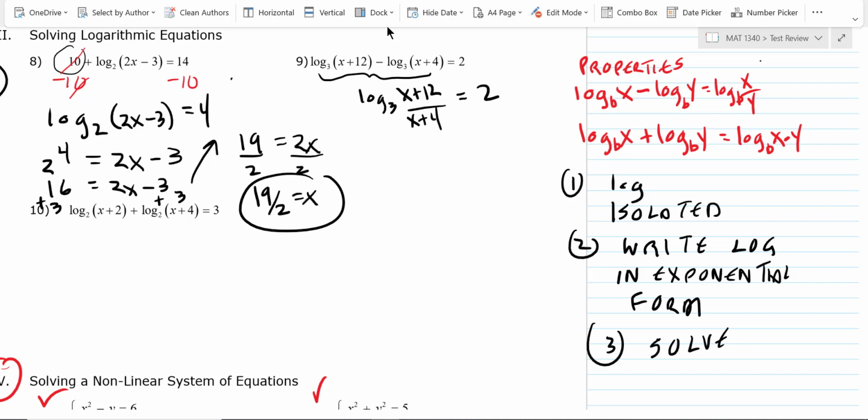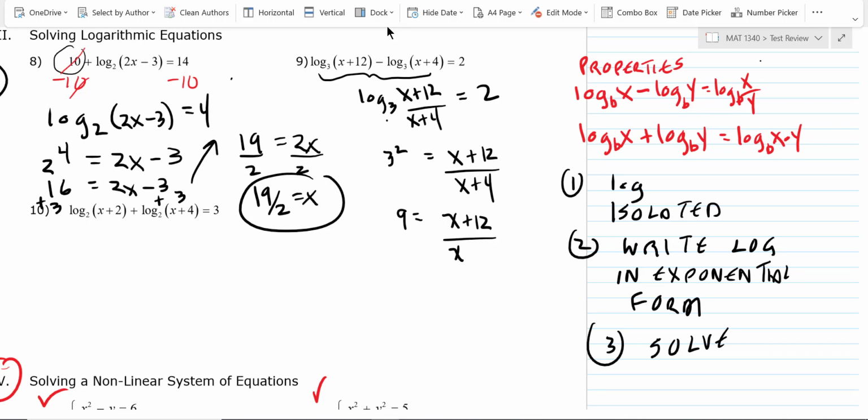You write this in exponential form. So in exponential form, you're going to say this number to that power equals that whole expression. Once you put that in exponential form, the logarithm is not in your problem anymore. So you just say 3 to the second is equal to x plus 12 over x plus 4. Okay, got to be really solid with writing logarithms in exponential form. And once you do, then you're going to see an equation that you've seen before.